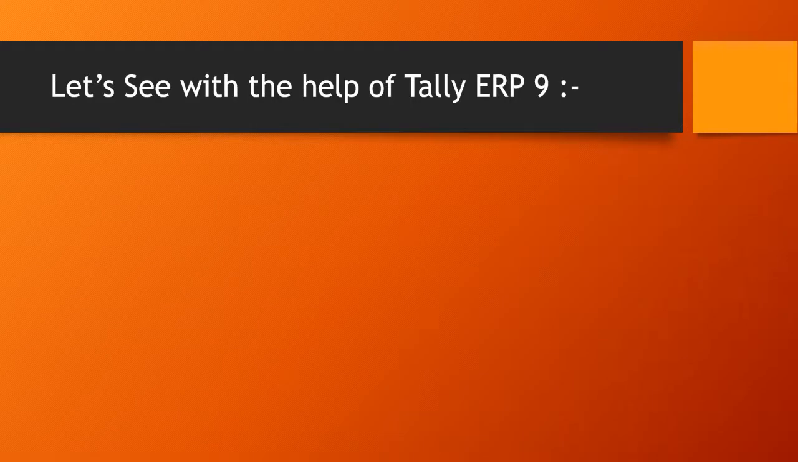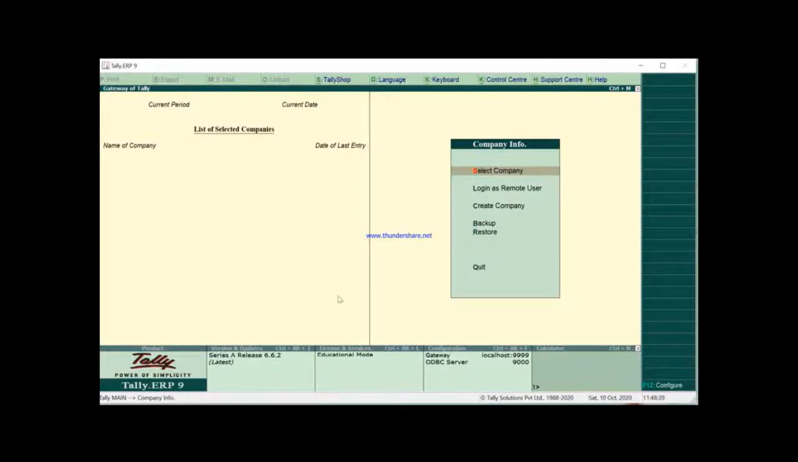Let's see with the help of Tally ERP 9. Okay, now today we are going to see case study number 2, which is on page number 57 of your textbook. We will start with the creation of the company first. Now the first step is create company. So I am clicking on the create company option.